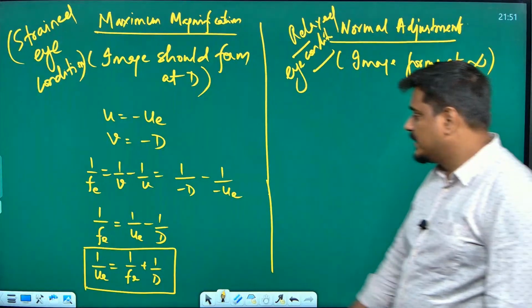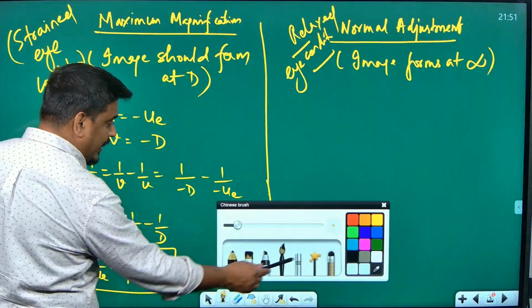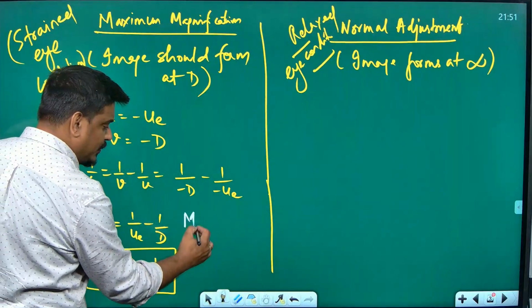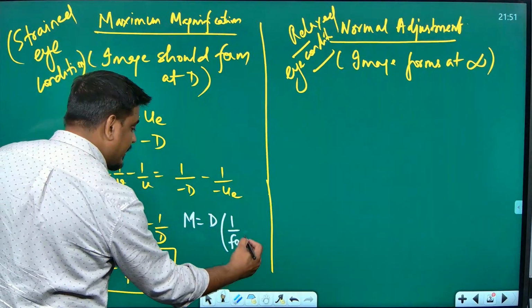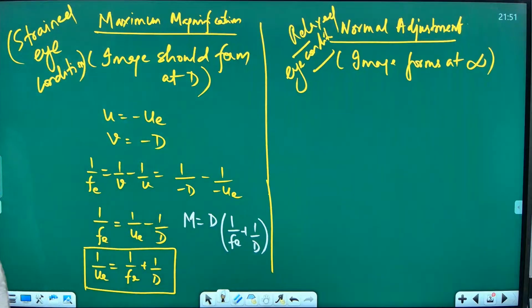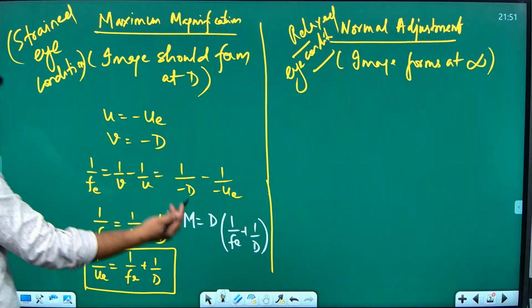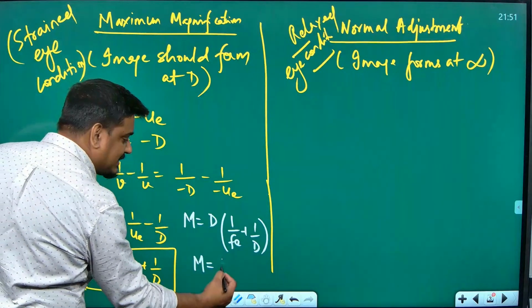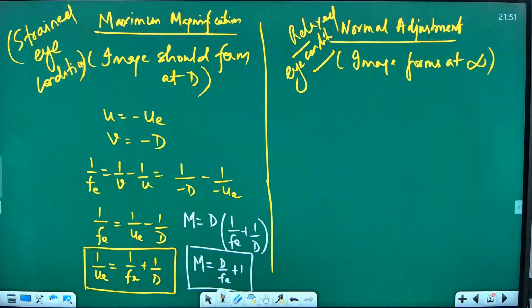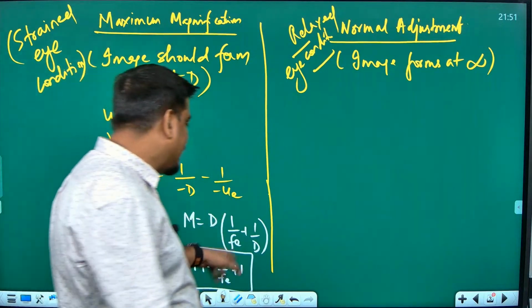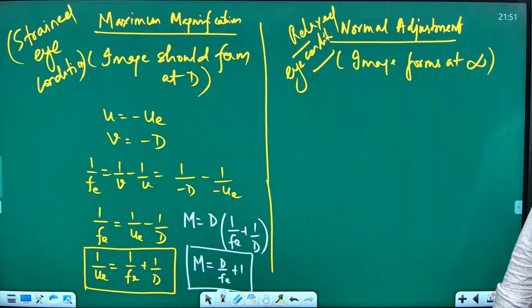Now, since m is equal to d by ue, I am going to write m is equal to d into 1 by ue. So in place of 1 by ue I can write 1 by fe plus 1 by d. Can I write like this? Because 1 by ue is 1 by fe plus 1 by d. Now put the d inside, you are going to get magnification as d by fe plus 1. Are you able to understand this? D goes inside, it becomes d by fe plus 1. It means the maximum magnification of a simple microscope is d by fe plus 1.